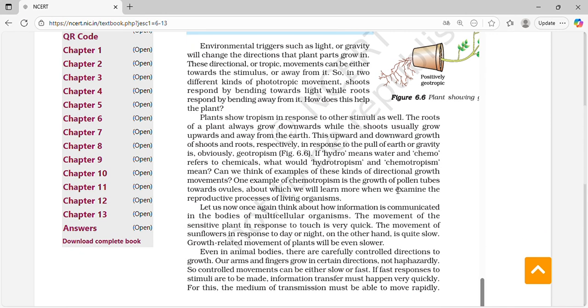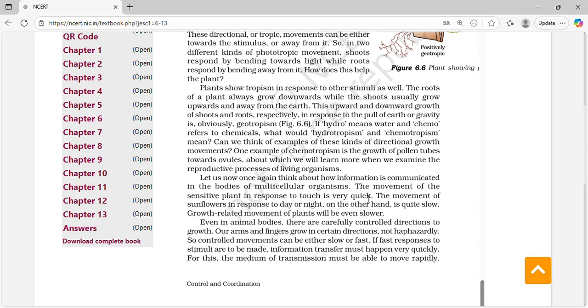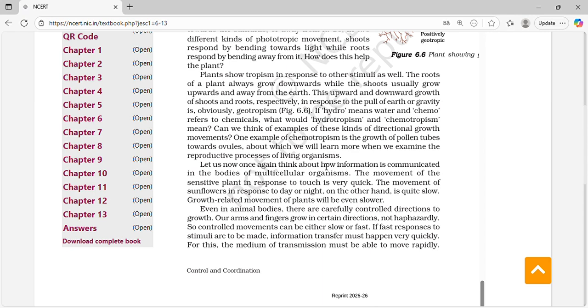One example of chemotropism is the growth of pollen tubes towards the ovules, which we will learn about more during the reproductive process of living organisms. The movement of the sensitive plant in response to touch is very quick. The movement of sunflowers in response to day or night, on the other hand, is quite slow. Growth-related movement of plants will be even slower.